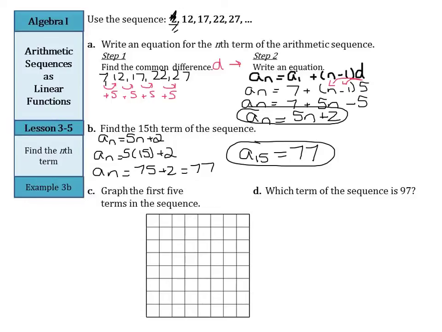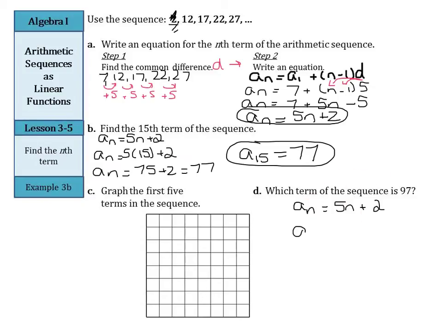Now before we graph, let's go to D. Let's see which term of the sequence is 97. So again, we can use our equation, a_n equals 5n plus 2. Go ahead now, and this 97 again is not going to go in for this n because we're not looking for the 97th term. We're looking for which term, so the a_n is going to be 97.